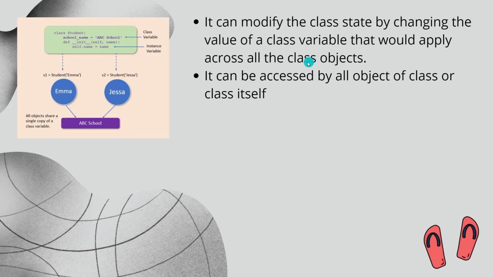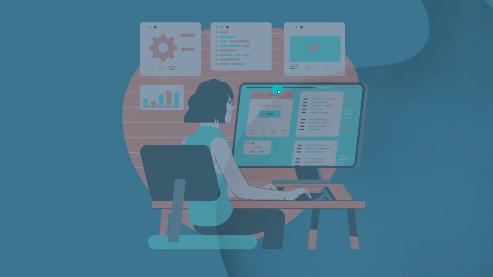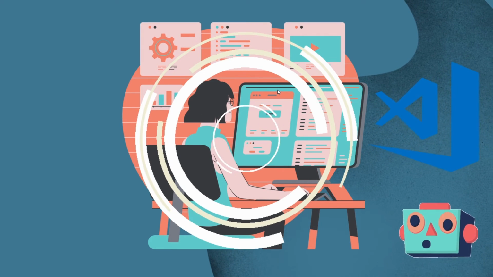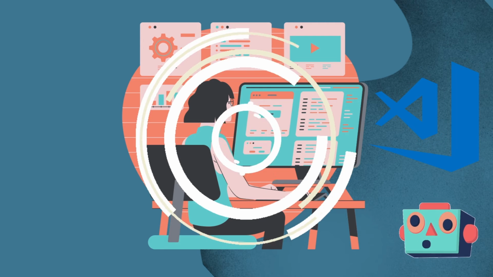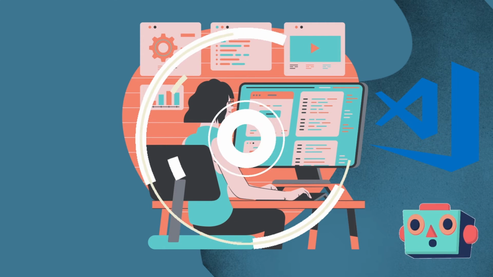So if you are planning to modify the class state using class variable, after modifying that class variable, it should reflect on all the objects that are accessing that same class variable. And at last you can see it can be accessed by all objects of a class or the class itself. So in the coding section we are going to see these two possibilities. Now all the theoretical part is completed. So let's see the coding part for class variable or class attribute.